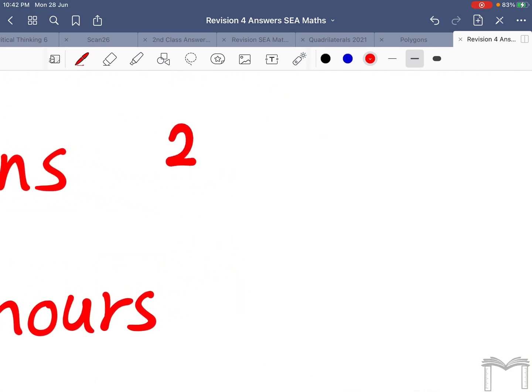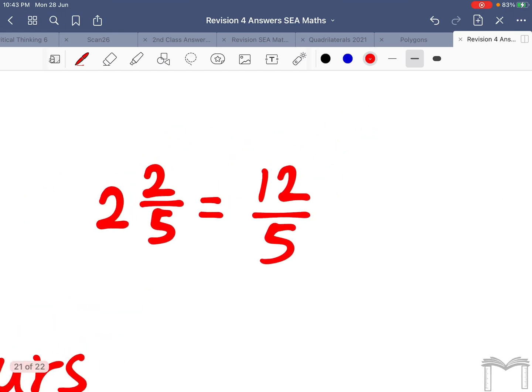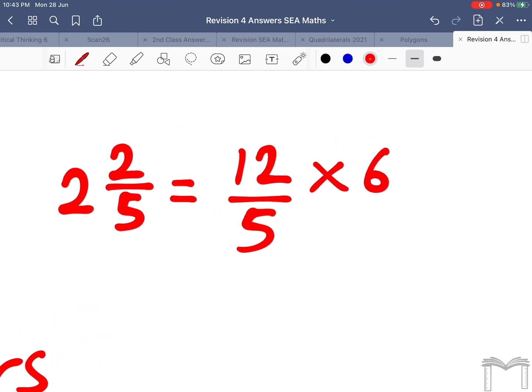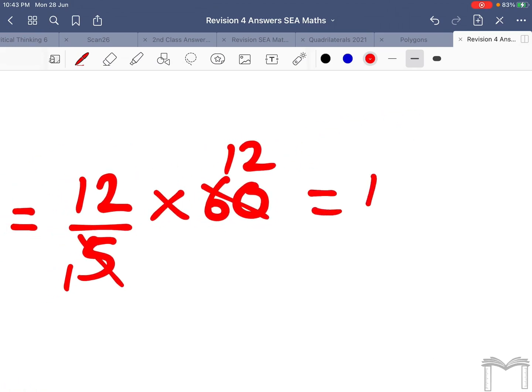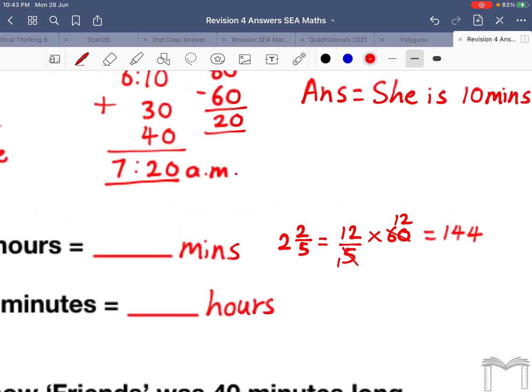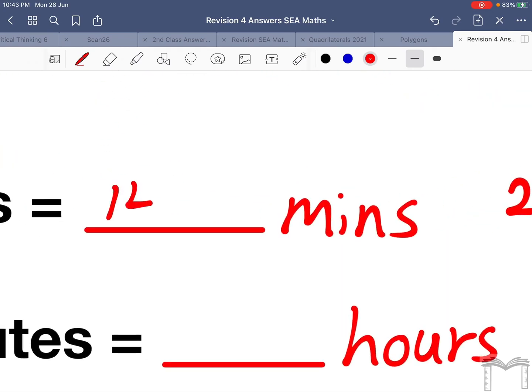So 2.4 means 2 2/5. We can make that into an improper fraction by saying 2 5s are 10 plus 2 is 12. It's 12 over 5, and we can now multiply this by 60. 5 into 60 is 12. 5 into 5 is 1. 12 times 12 is 144. So that's 144 minutes.